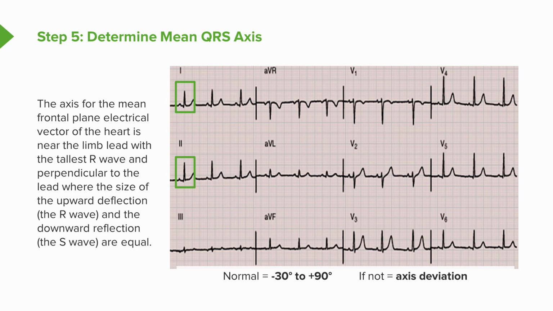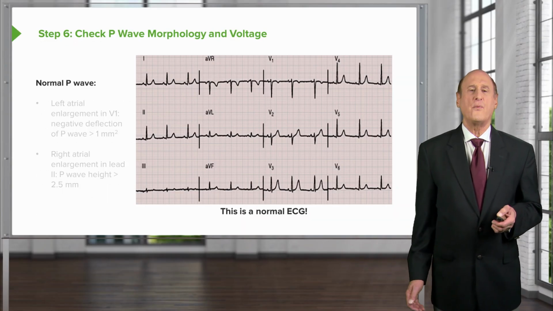So again, just to reiterate, the axis for the mean frontal plane electrical vector of the heart is near the limb lead with the tallest R wave and perpendicular to the lead where the size of the upward deflection and the downward deflection are equal. Remember, the upward deflection is called an R wave, the downward deflection is called an S wave. So let's take a look at the P wave itself.